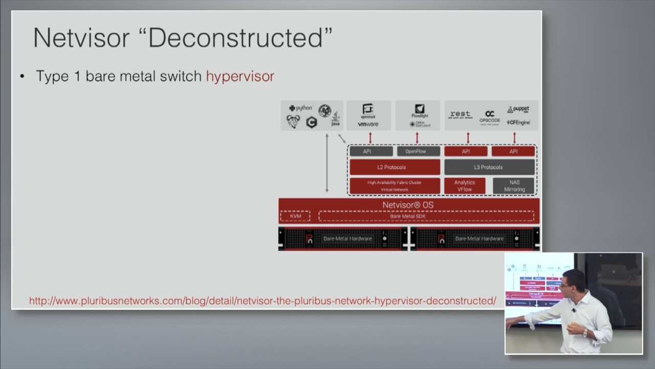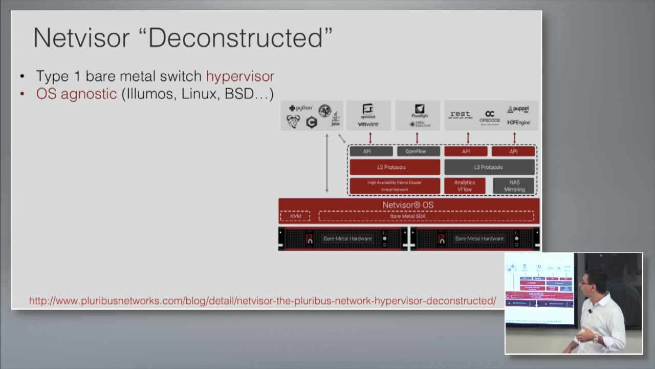So what I've done here is I sort of stole a few points from a blog written by Sunay, our CTO, and try to map it on a simple slide. So first of all, it's a type 1 bare metal switch hypervisor. You can visualize it as a sort of a virtual switch with full hardware acceleration, right? That's really what it is.